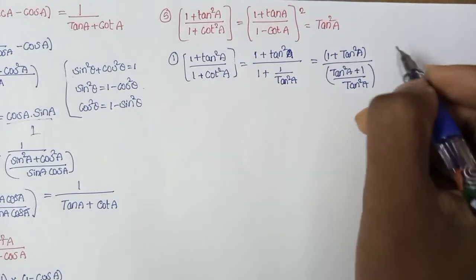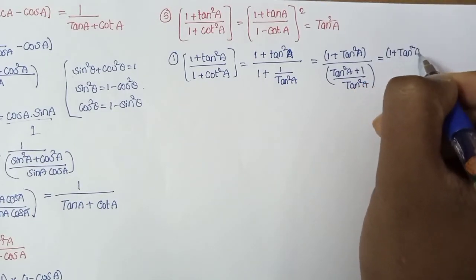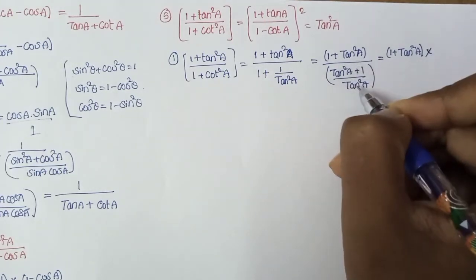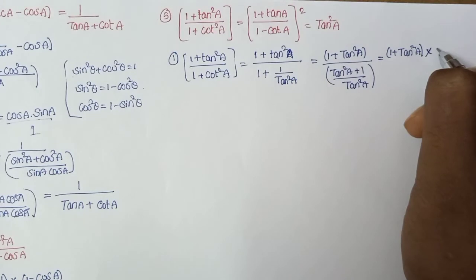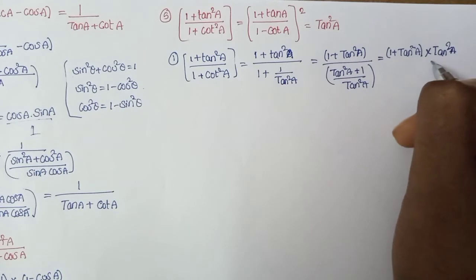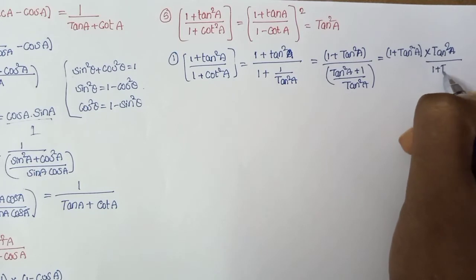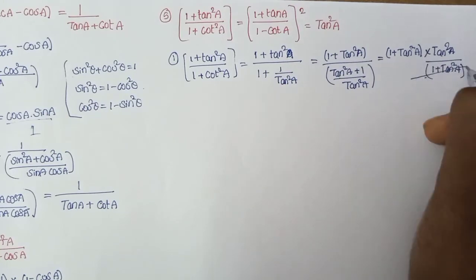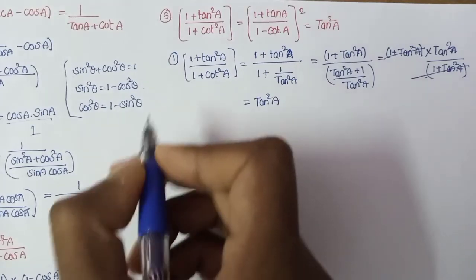So what does it mean? You can write 1 plus tan square A into, if you multiply this, that means this denominator becomes numerator, numerator becomes denominator here. So that means here tan square A divided by, here what? Tan square A plus 1, that means we can write it as 1 plus tan square A. So here 1 plus tan square A, 1 plus tan square A gets cancelled. You will be remaining with tan square A. This is the first answer.